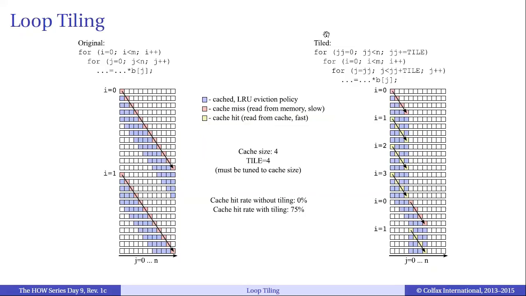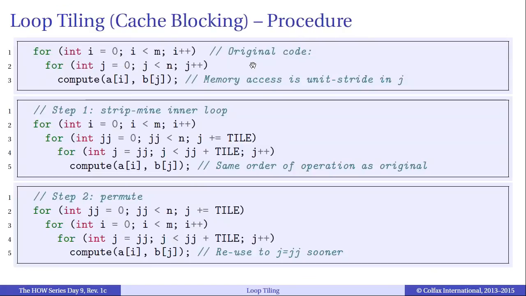This technique is called loop tiling, and there are many approaches to it. What I used here is called cache blocking. And the way to get from original to tiled involves 2 steps: strip mining, which we've already seen before, and loop permutation. These 3 panels illustrate how to get it done. So this is cache blocking. I begin with a code that has 2 nested loops, and if I find that I want to improve the temporal locality of memory access in the inner loop, then I will first strip mine the inner loop.